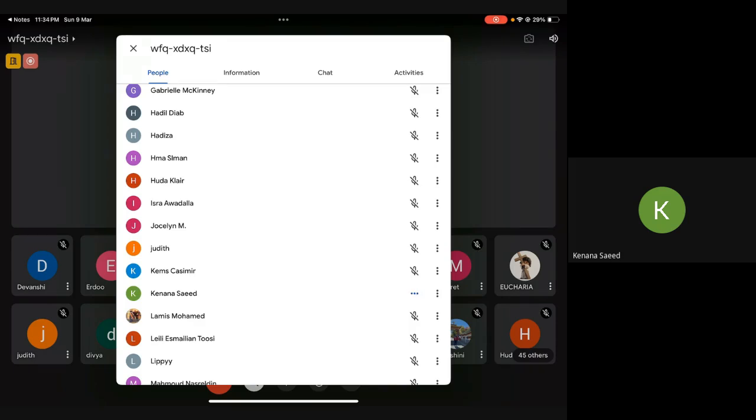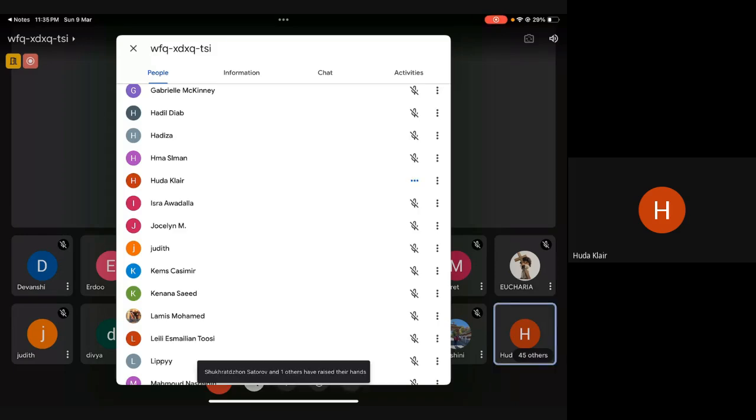Our next topic, which we are going to discuss, is seronegative spondyloarthritis. Yesterday we discussed that. So Dr. Kims, are you here? Dr. Isra, Dr. Huda, can you please turn on your mic? Yes. Okay. We have seronegative spondyloarthropathies. What do we mean by seronegative spondyloarthropathies?